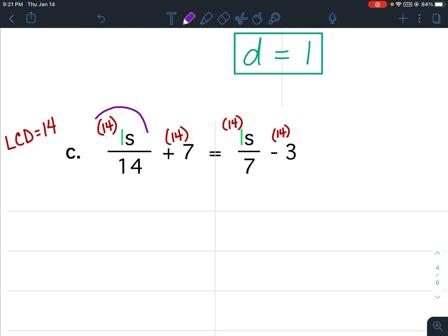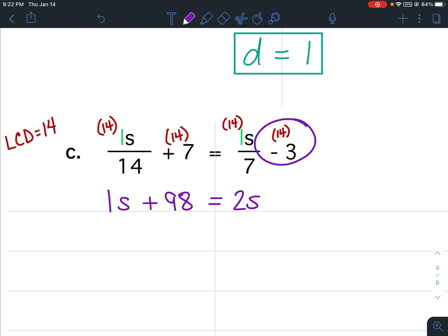So 14 times 1/14 was 1s. 14 times 7 is 98. 14 times 1/7, s would be 2s. And 14 times -3 is -42.